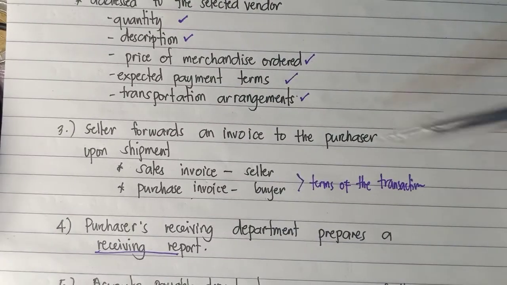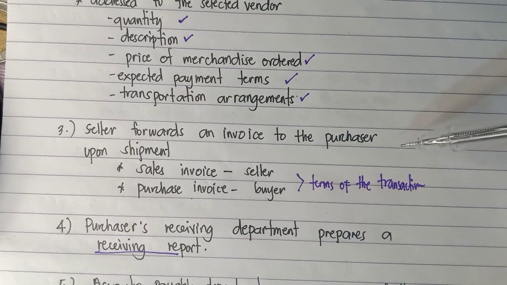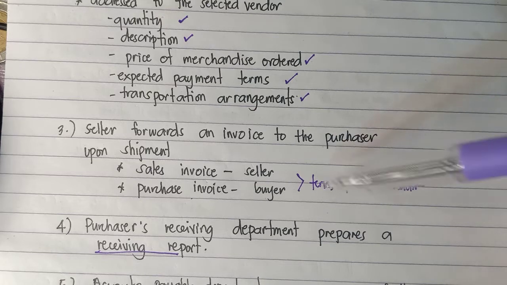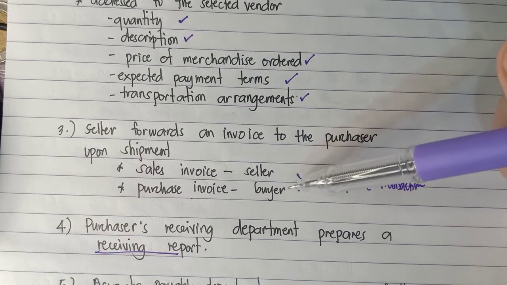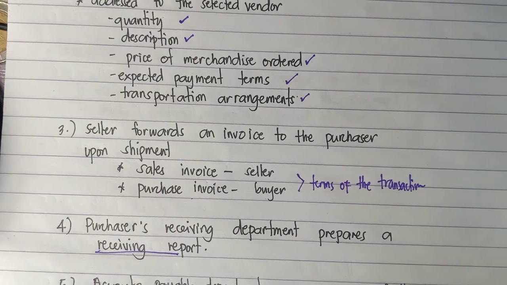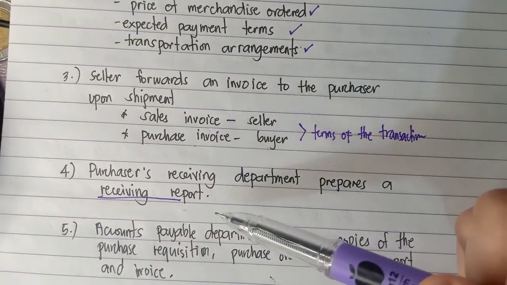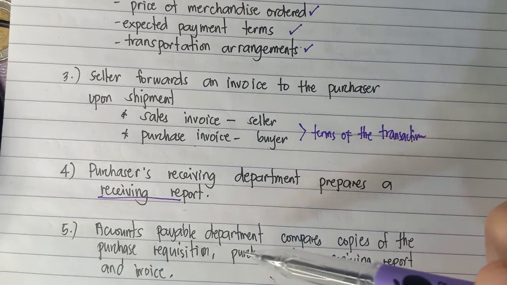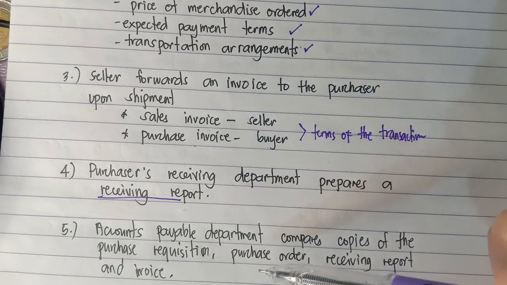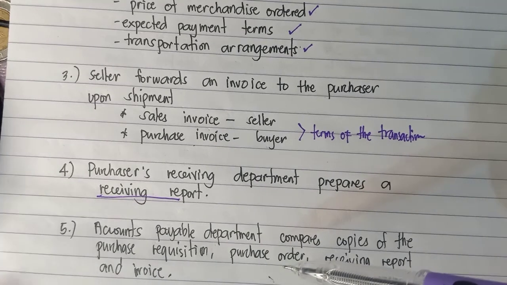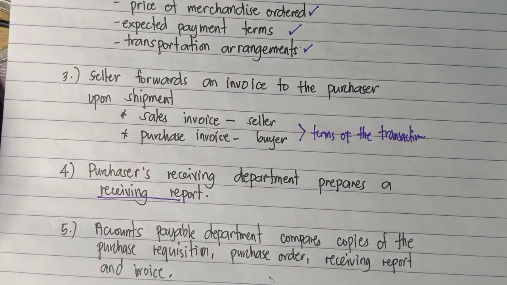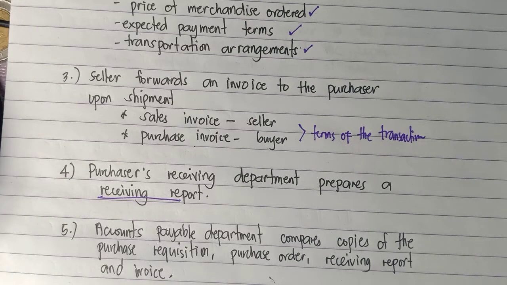Next is the seller forwards an invoice to the purchaser upon shipment. Then sales invoice, seller; purchase invoice, buyer. Then after that, the purchaser's receiving department prepares a receiving report and the accounts payable department compares copies of the purchase requisition, purchase order, receiving report, and invoice para ma-ensure na mag-agree both the seller and the buyer.